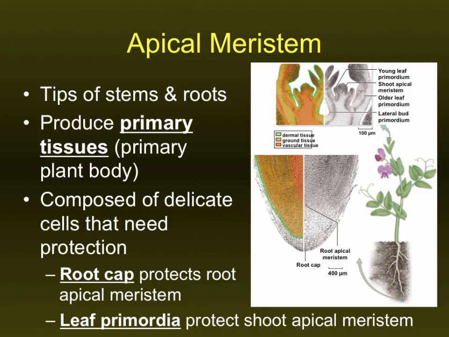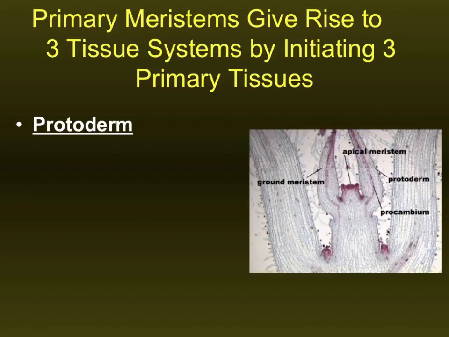In the shoot, air is obviously a much less abrasive substance than soil, so you don't need to have as much protection in the shoots. But what you do have up here are what are called leaf primordia, these little bumps here that eventually turn into leaves. They're going to be on either side of the apical meristem, again, to help protect it from physical damage.